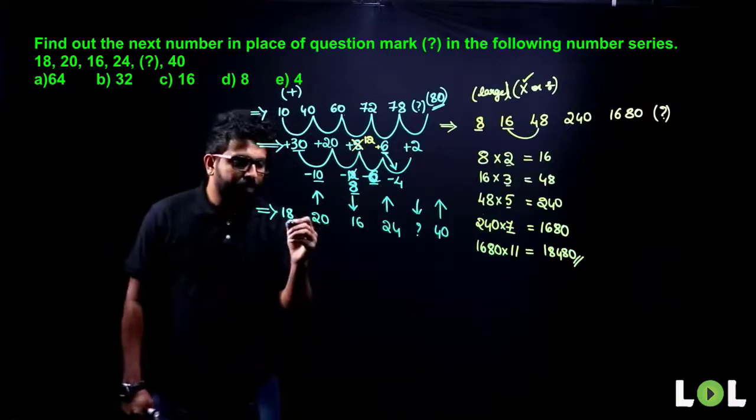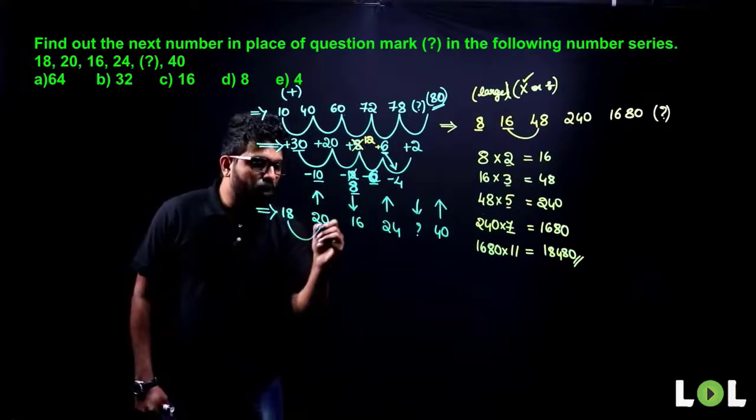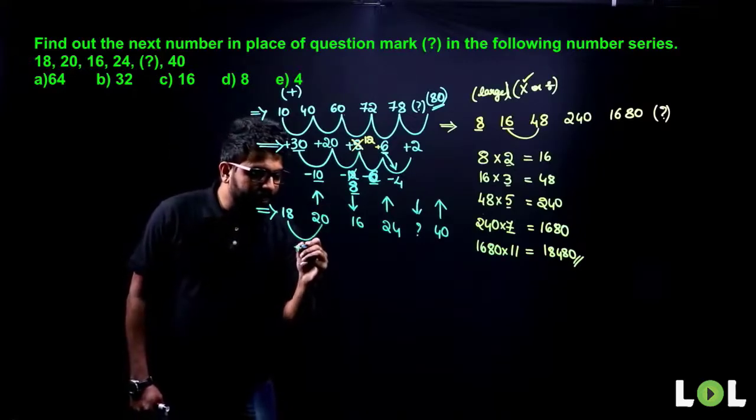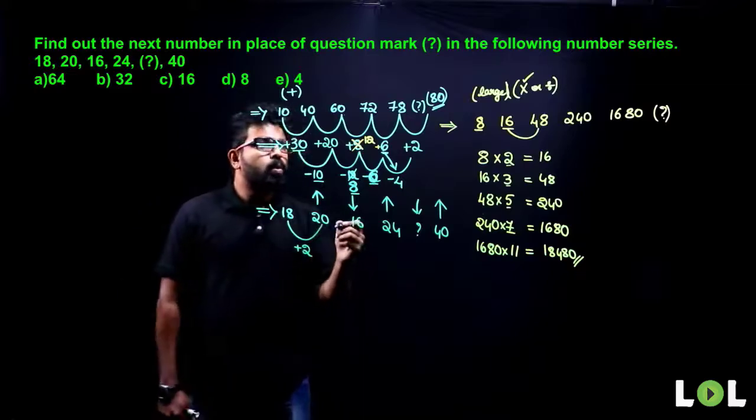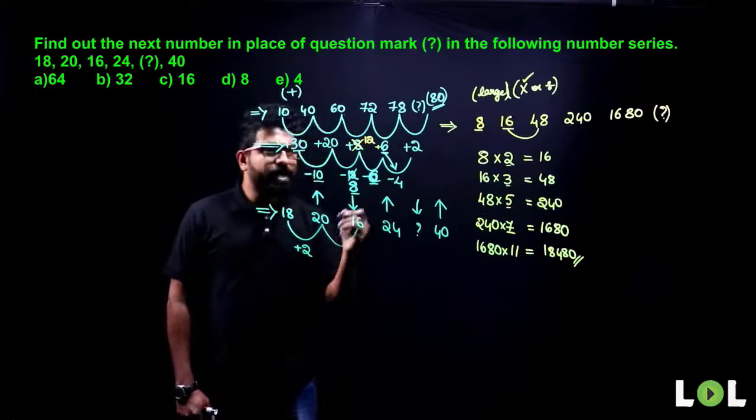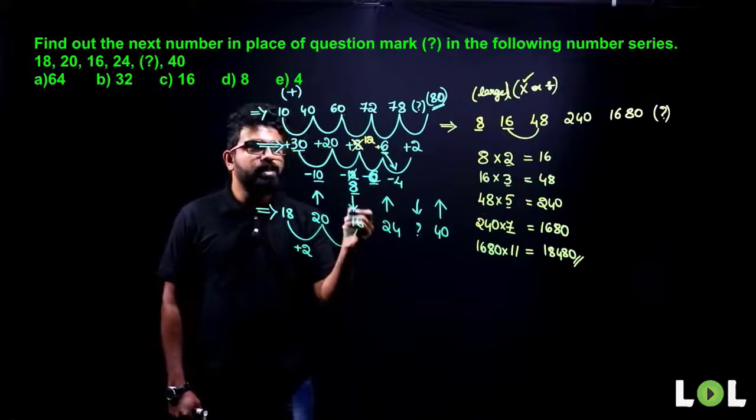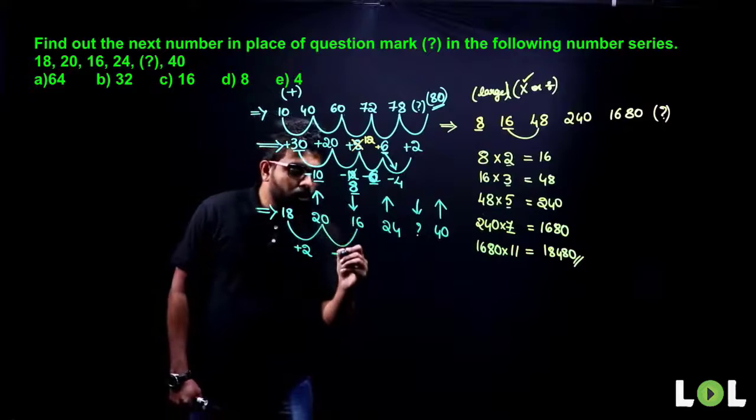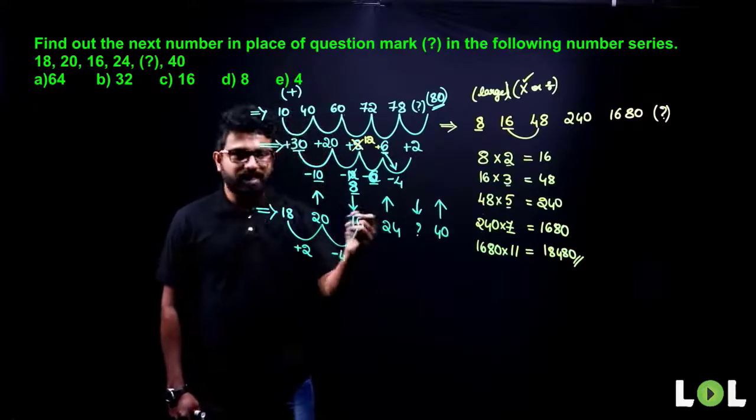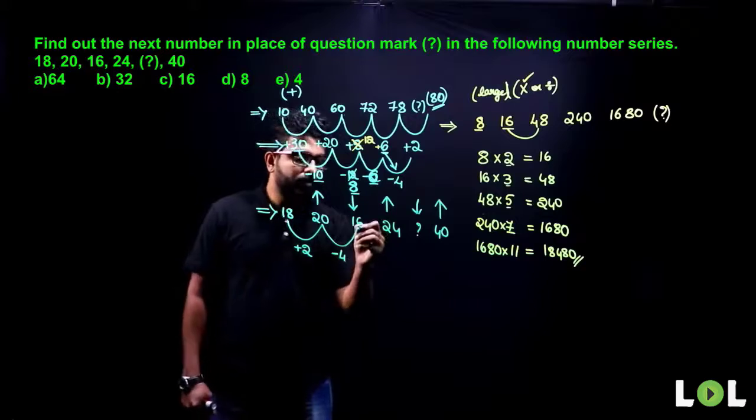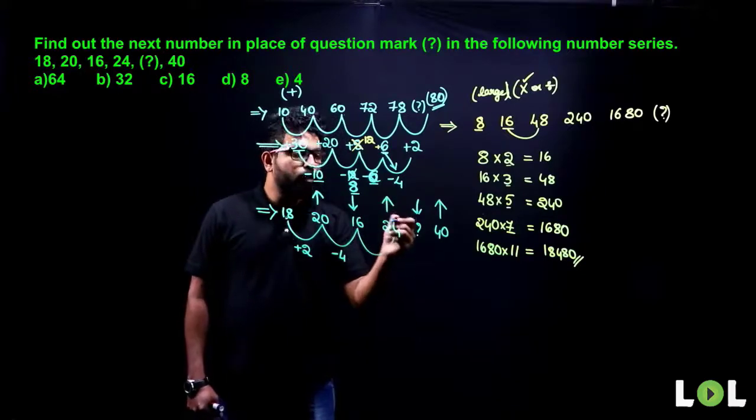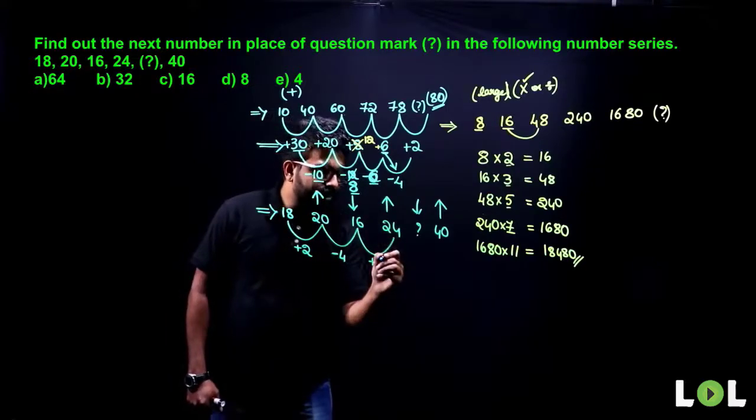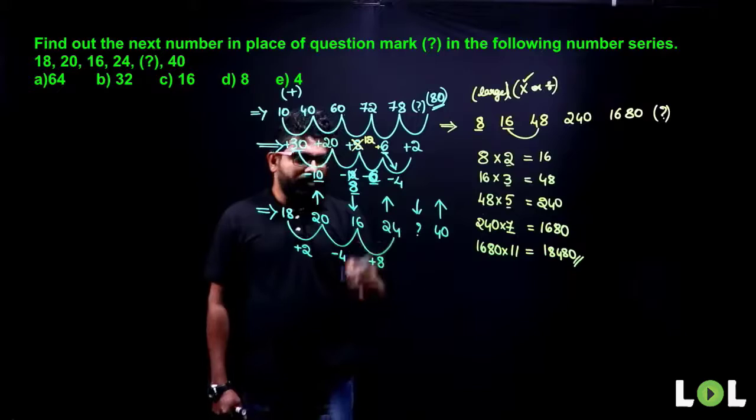So let me start checking here. 18 to 20, if I take the difference, what do I get? My difference here would be 18 plus 2 gives me 20. What about 20 to 16? 20 is decreasing to become 16. So there is subtraction involved here. I need to subtract 4 from 20 to get 16. So 20 minus 4 gives me 16. Now again, 16 is increasing to become 24. What's happening here? There is addition. 16 plus 8 is giving me 24.